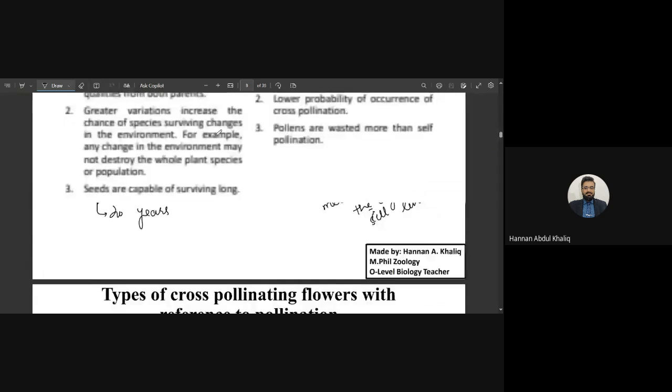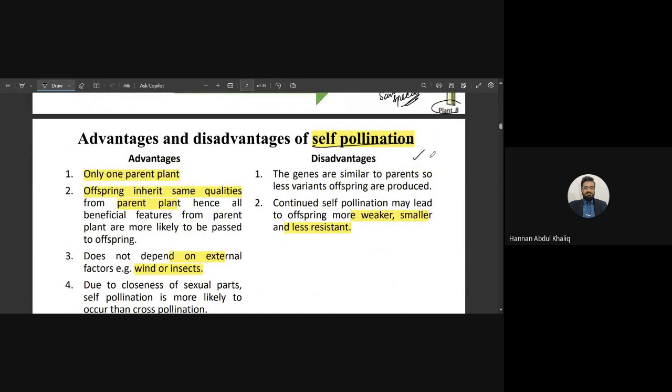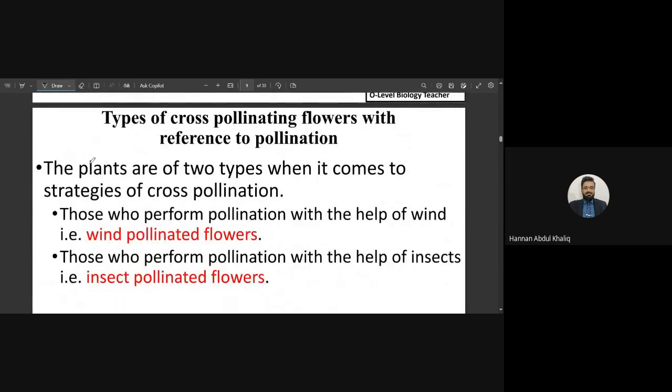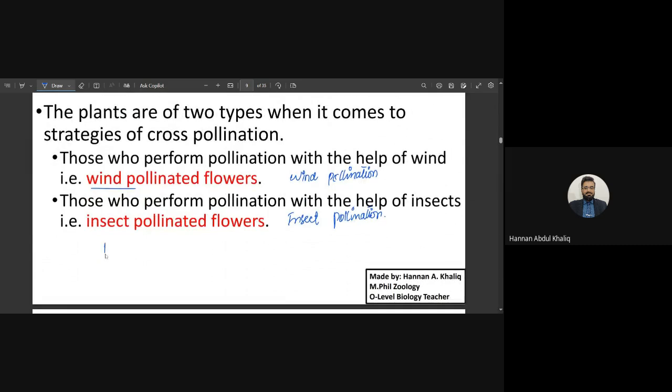All right. As we said, self-pollination does not require any such factor, but cross-pollination does require different factors to be successful. One type of cross-pollination is called wind pollination, and the other type is called insect pollination. And remember, the flowers even look different. Both kinds of flowers look totally different.